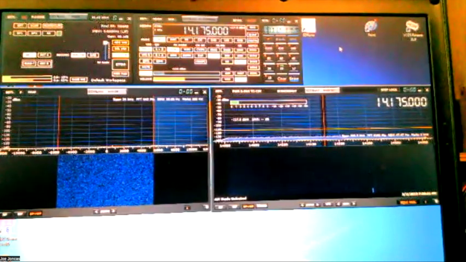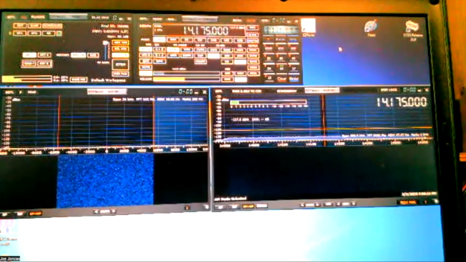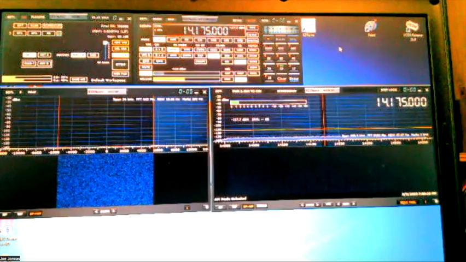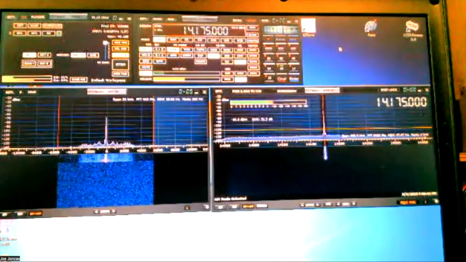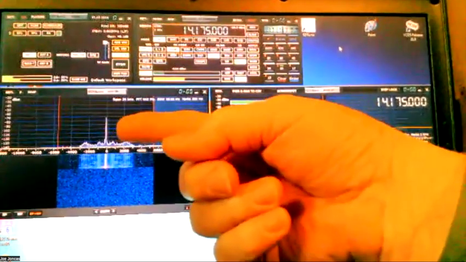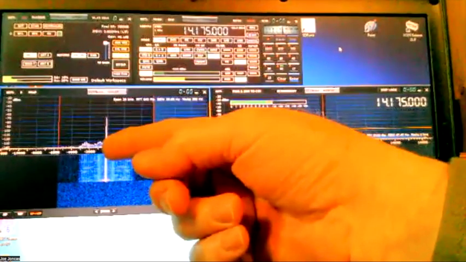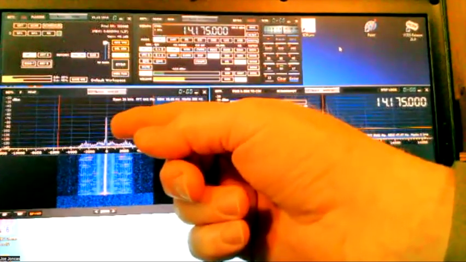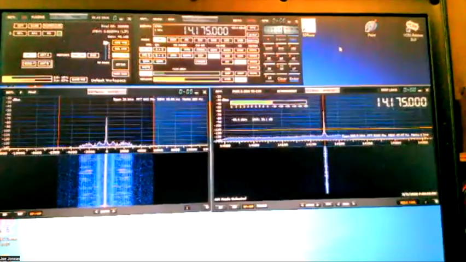Okay, first we're going to show you AM. That's amplitude modulation. John, can you just key the transmitter, not speak into it? Now notice right here, this point that's sticking out. That is the carrier for AM. Now go ahead and speak into the microphone, John.